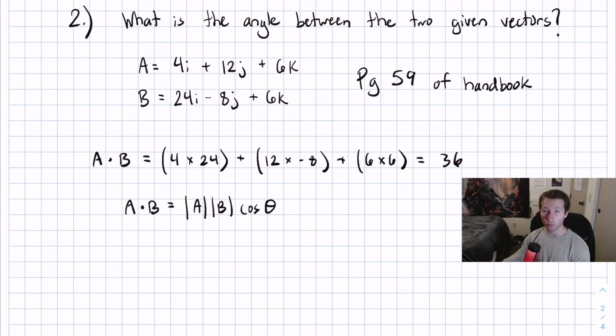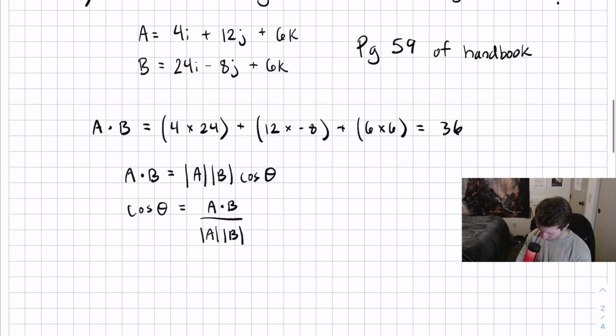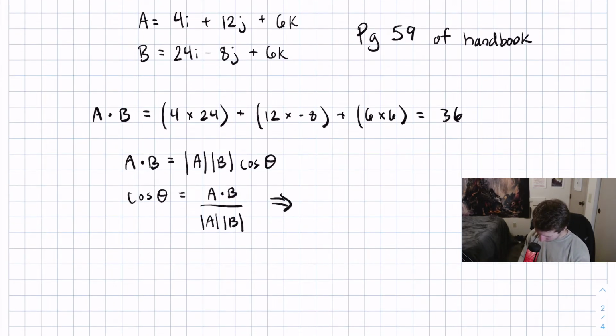So for this one, we want theta, so let's solve for theta first. So we can divide the magnitudes, get them out of there. So that'll give us that, and then to find theta, we'll take the inverse cosine, which will give us theta is equal to the inverse cosine of a dotted with b over the magnitudes of a and b.